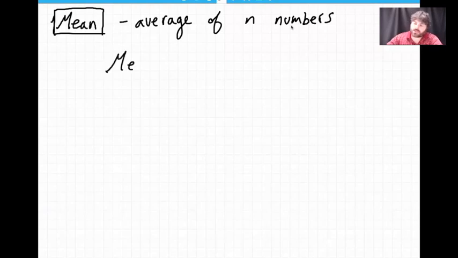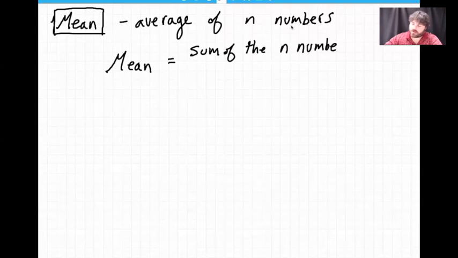So the formula is pretty simple. The mean is just the sum of the n numbers combined, right? So you add them all together. So you add them up, so you find the sum of the n numbers, and then you divide by the number of numbers that you just added up.